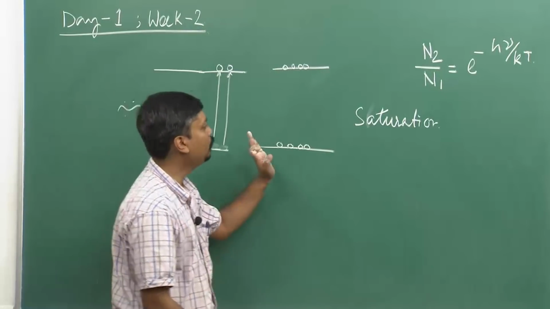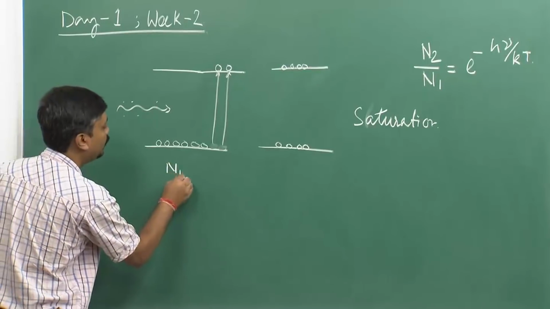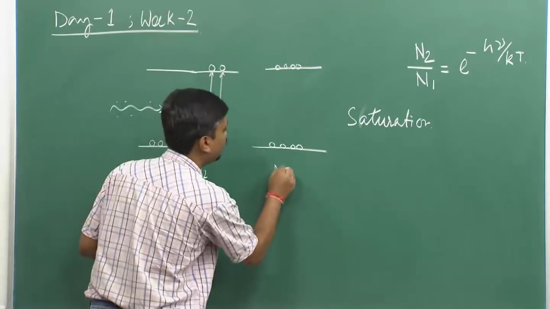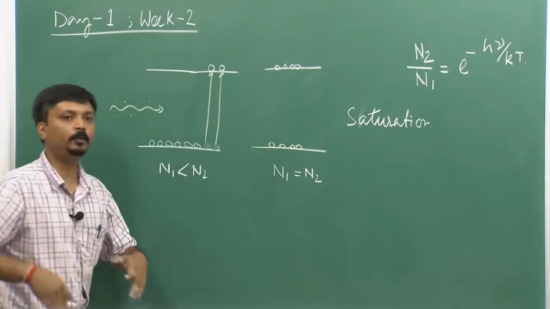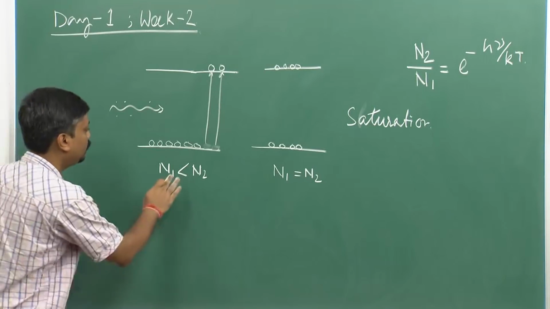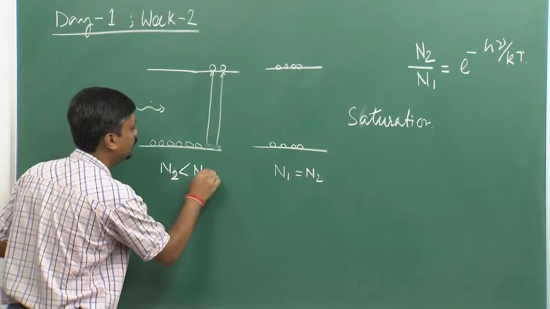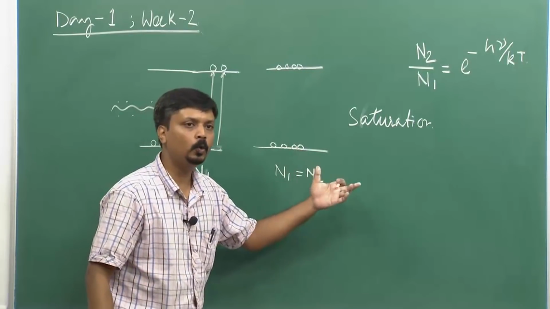Now, I have to go here. In this case I have N2 less than N1, here I have N1 equals N2. Now, I need to go to N1 less than N2, sorry, here I have made a mistake, this should be N2 less than N1, right. So, now I want N2 to be greater than N1.